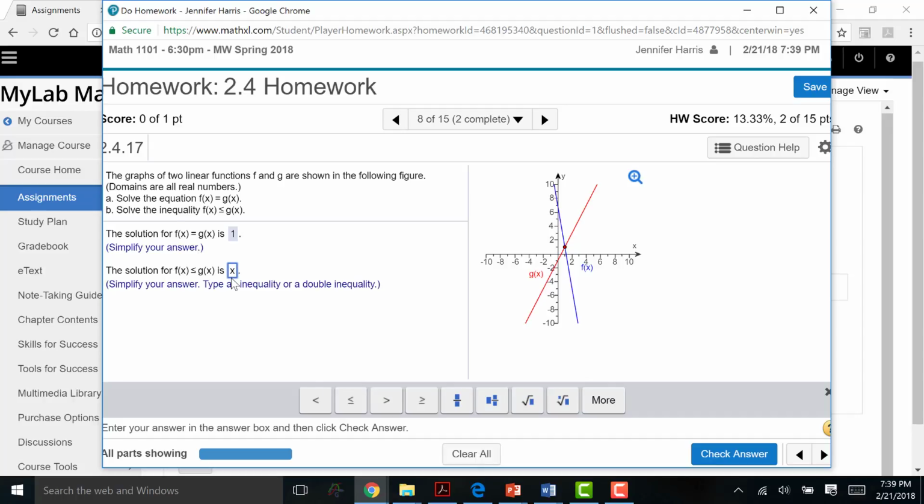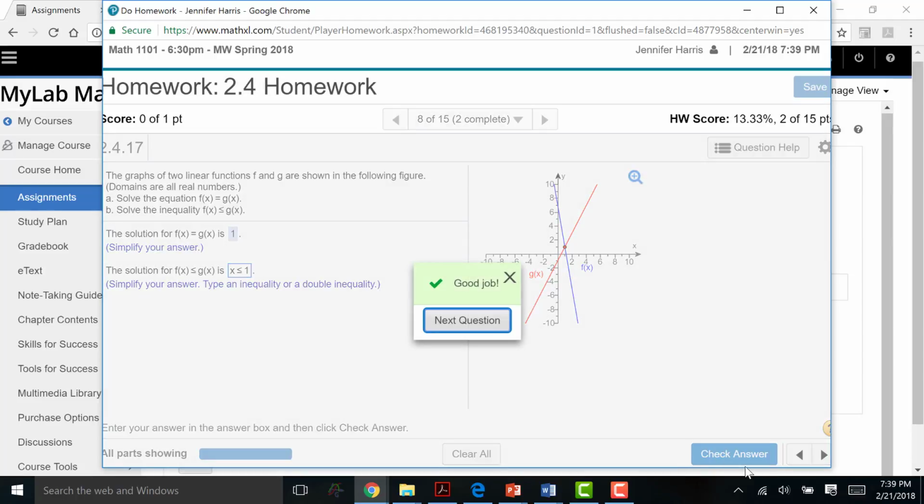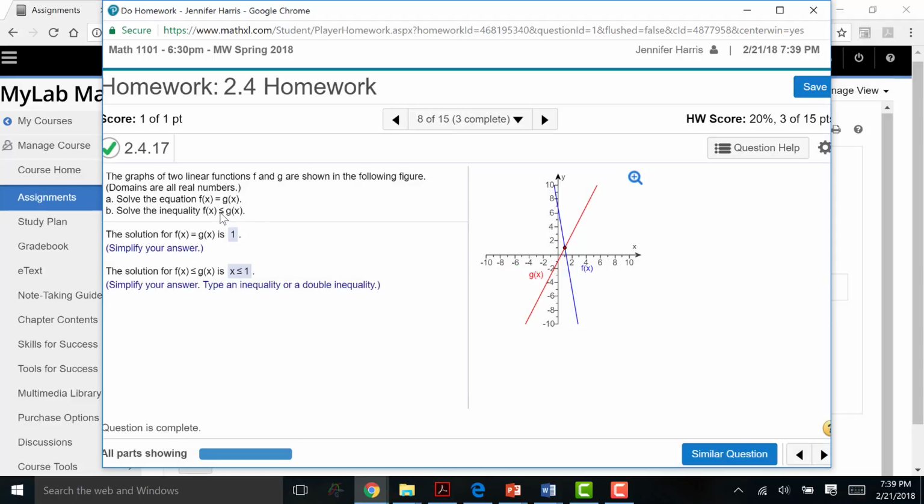So x less than or equal to 1. Why is it greater than? I didn't put greater than, I put less than. Why is it less than? Because it has less than up here, so you just carry it down.